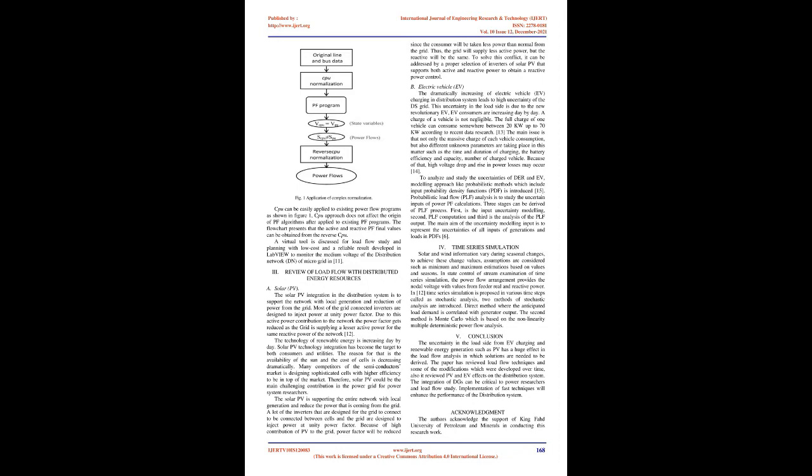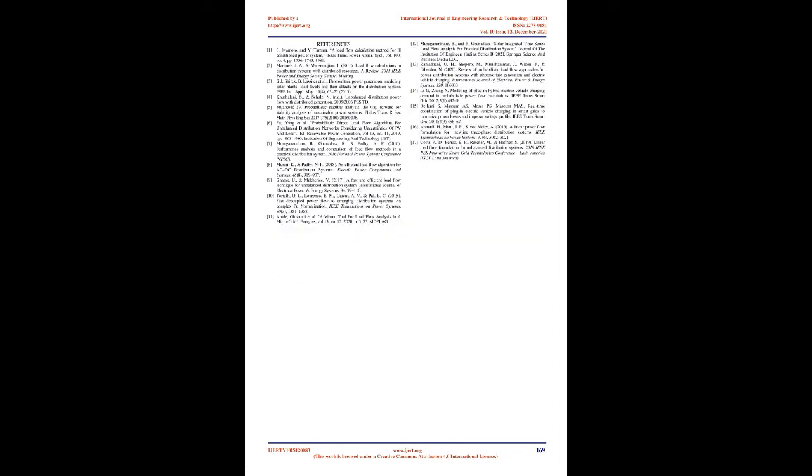The solar PV is supporting the entire network with local generation and reduces the power that is coming from the grid. A lot of the inverters that are designed to be connected between cells and the grid are designed to inject power at unity power factor. Because of the high contribution of PV to the grid, power factor will be reduced since the consumer will be taking less power than normal from the grid. Thus, the grid will supply less active power, but the reactive will be the same. This conflict can be addressed by a proper selection of solar PV inverters that support both active and reactive power to obtain reactive power control.